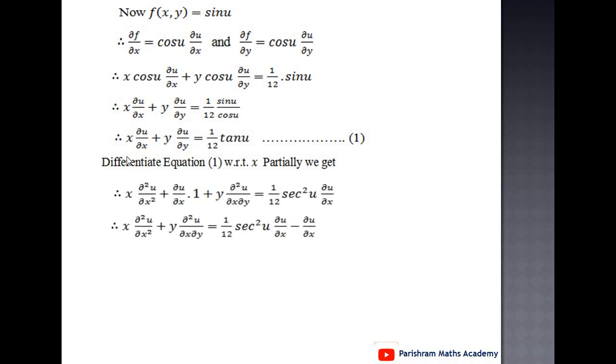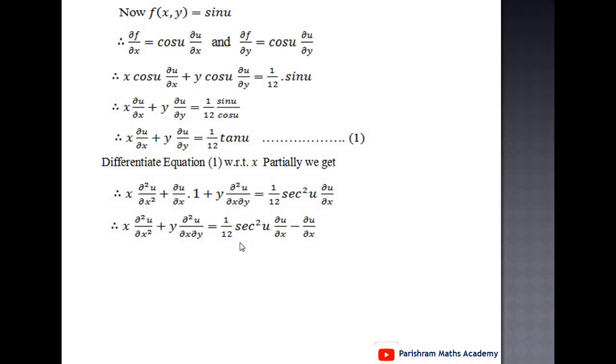Then to find the solution of the second part, first differentiate equation 1 with respect to x partially. To find the derivative of the first term, again apply the product formula. First term constant, derivative of the second term is ∂²u/∂x², plus ∂u/∂x constant, derivative of x is 1, plus to find the derivative of the second term, at that time y is constant, derivative of ∂u/∂y with respect to x is ∂²u/∂x∂y, equal to the right hand side, 1/12 into the derivative of tan of u, which is sec squared u into ∂u/∂x. Again here, this ∂u/∂x, we can transfer to the right hand side.